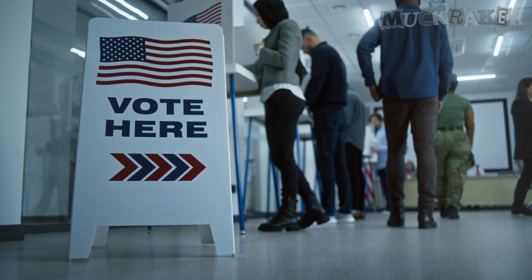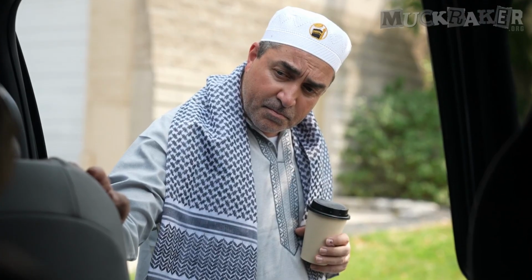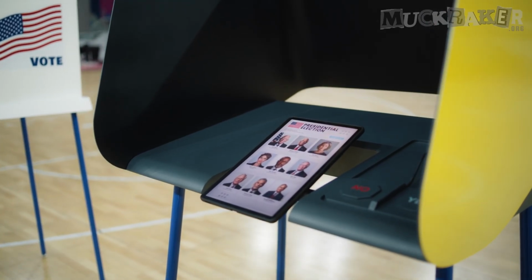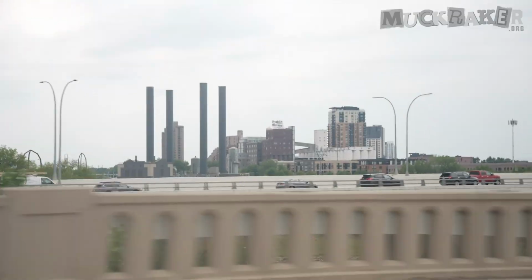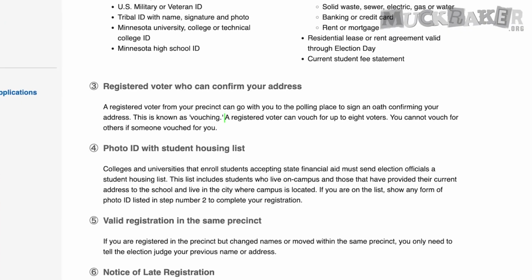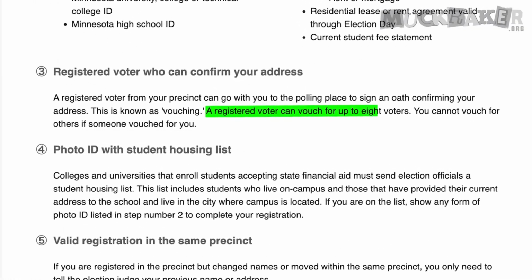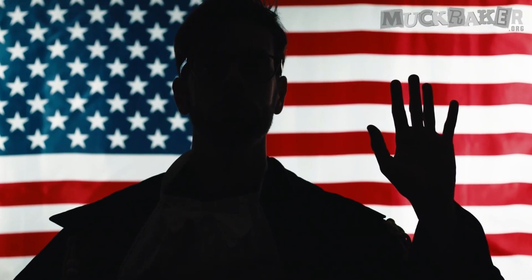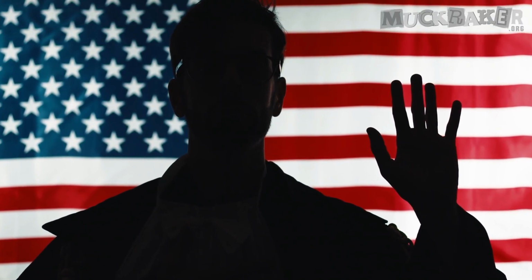In Minnesota's electoral system, there is a process known as vouching, where a registered voter can vouch for 8 non-registered individuals, and the vouching process stands in for a proof of ID or residency or other documentation that the vouchee would need to show in order to register to vote. So in other words, if I was registered to vote here in Minneapolis, Minnesota, I could vouch for 8 other individuals who are not registered to vote, and all I would need to do is swear that I am verifying that the individuals I am vouching for live in the same precinct as I do.